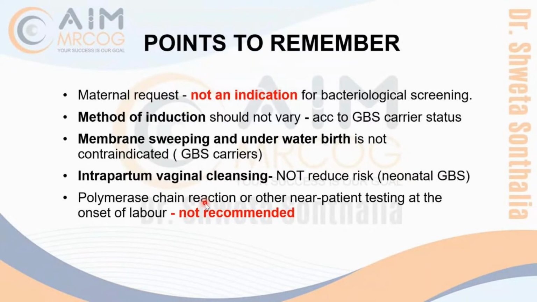PCR or other near patient testing at the onset of labor. Now at the eleventh hour, no, you are not going to test for GBS. It doesn't make sense. So if she is at high risk, you will give her prophylaxis in place of testing her. So if she is coming in labor, like in preterm labor, why not test her at that time? No need. They are telling that at the onset of labor, you are not going to test. You will directly offer her prophylaxis. So it is not recommended to test her at the onset of labor. This is the not slide, what all is not going to affect and what you are not going to do.